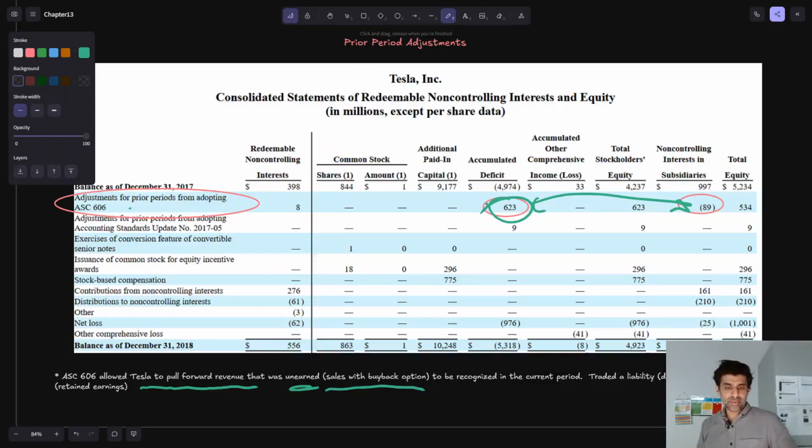Okay. You can still see that Tesla in general has had more net losses over time. I don't think they pay a dividend or buy back stock. They don't do either one. They just have lost a lot of money historically.